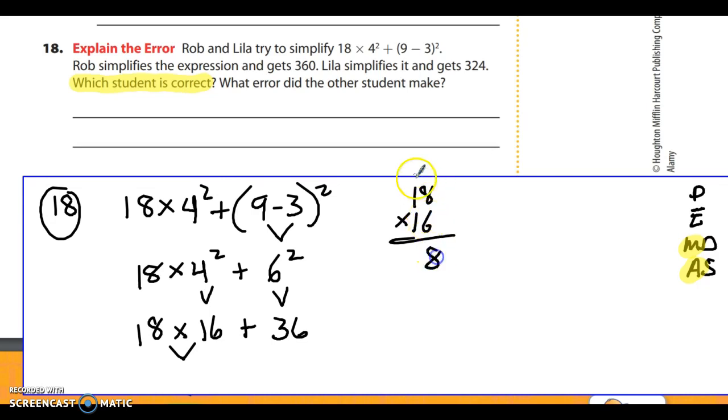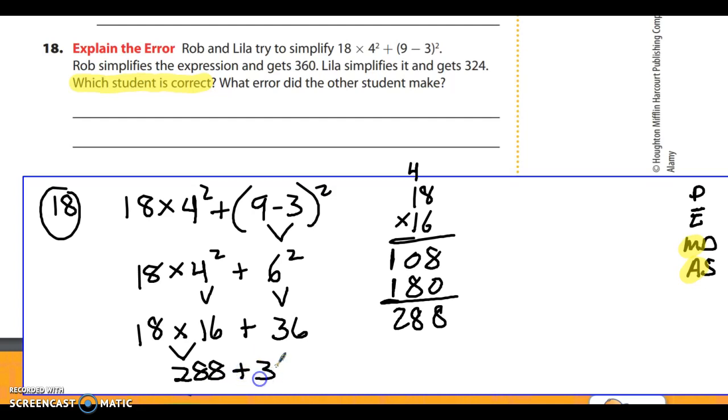6 times 8 is 48. 6 times 1 is 6. Plus 4 is 10. Place a 0 as a placeholder, and 1 times 8 is 8, and 1 times 1 is 1. And I'm going to get 288. 8 plus 0 is 8. 0 plus 8 is 8. I get 288.